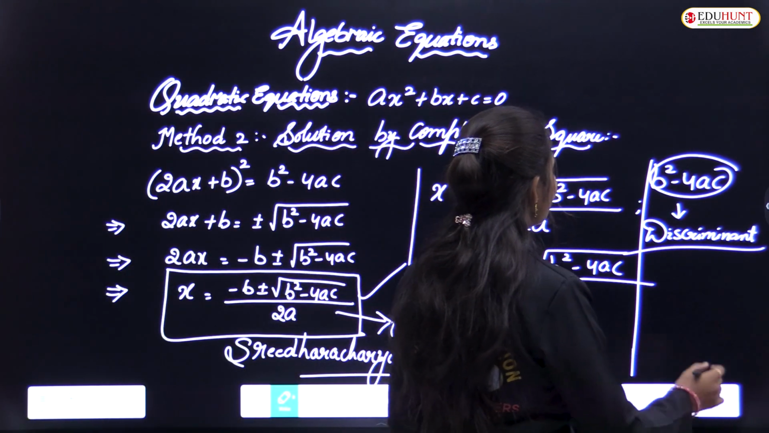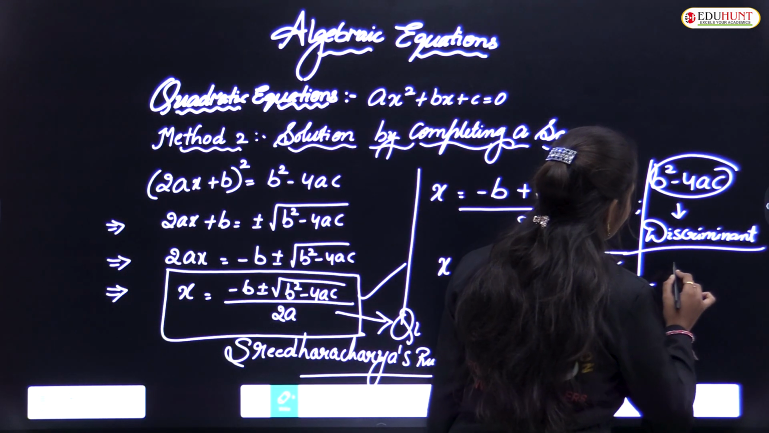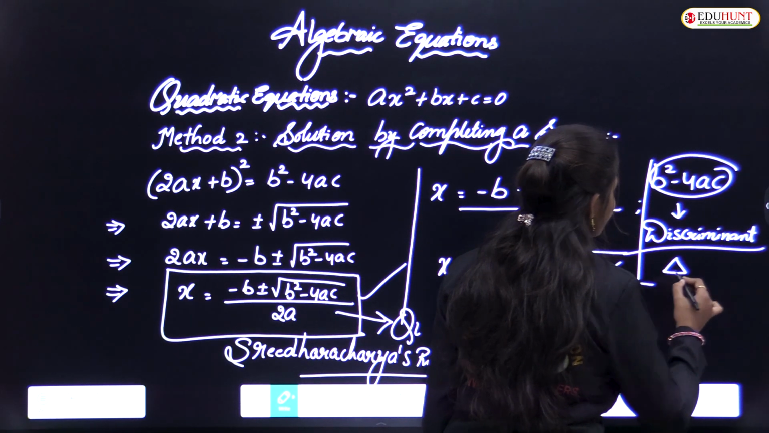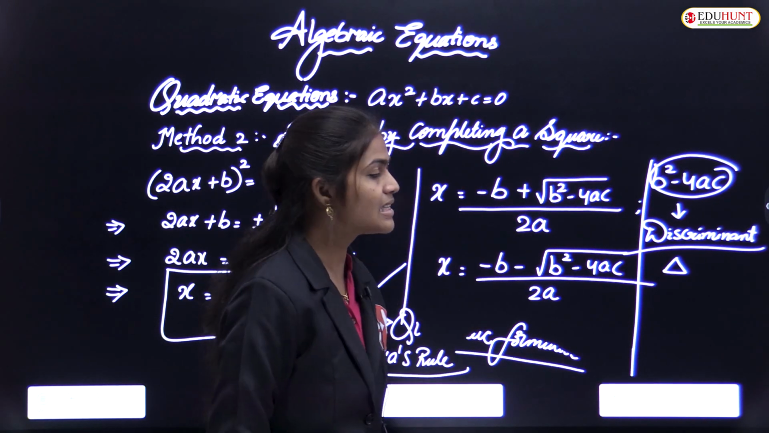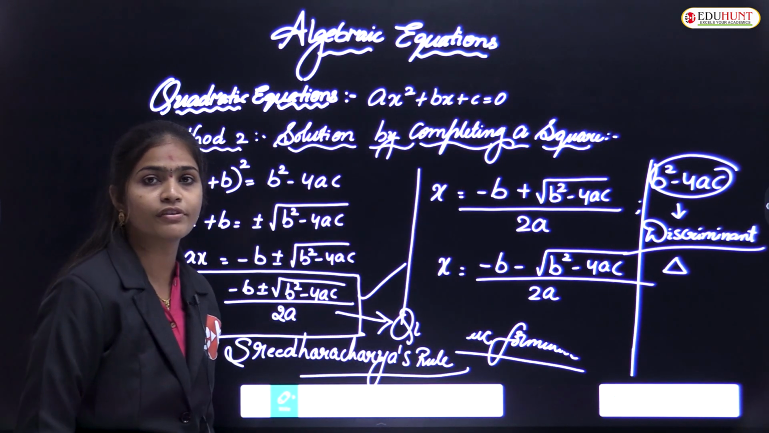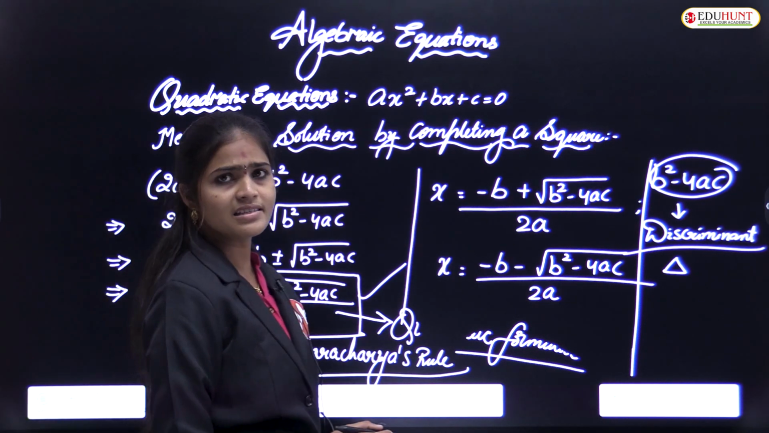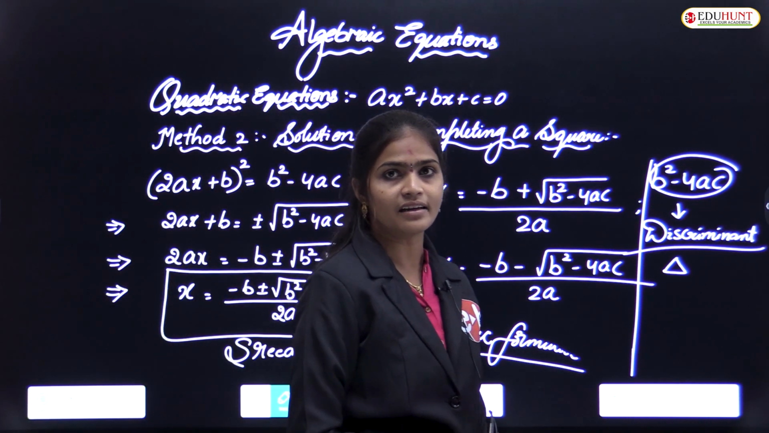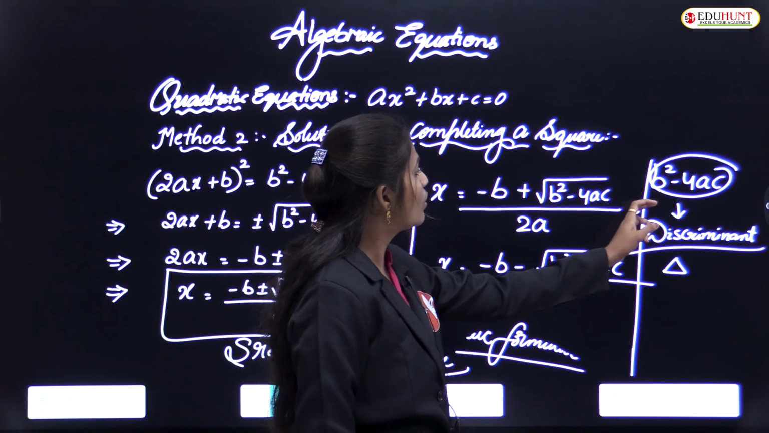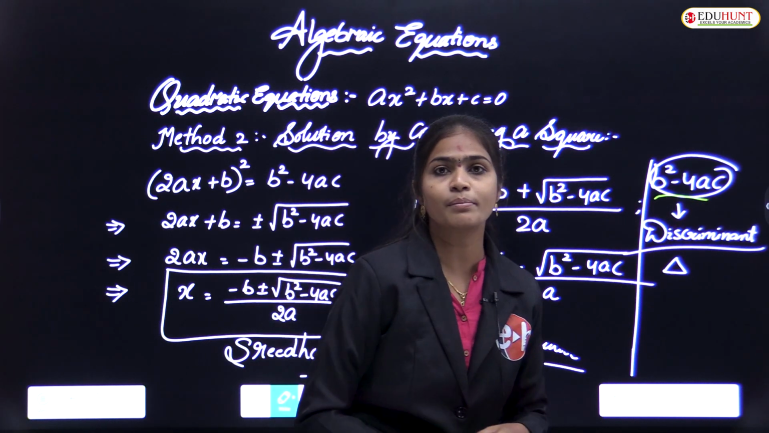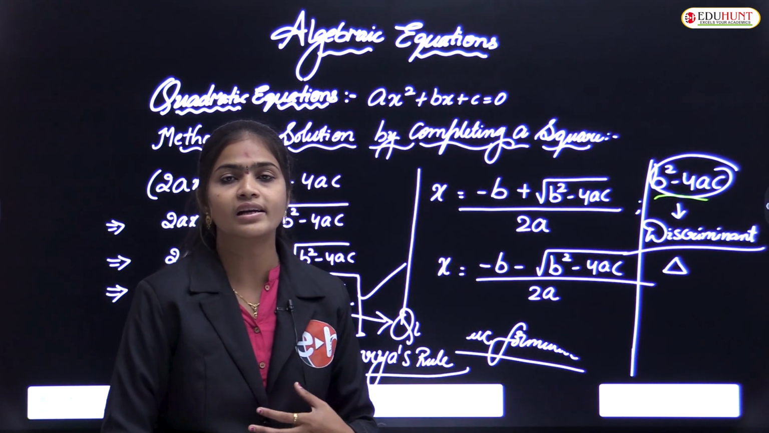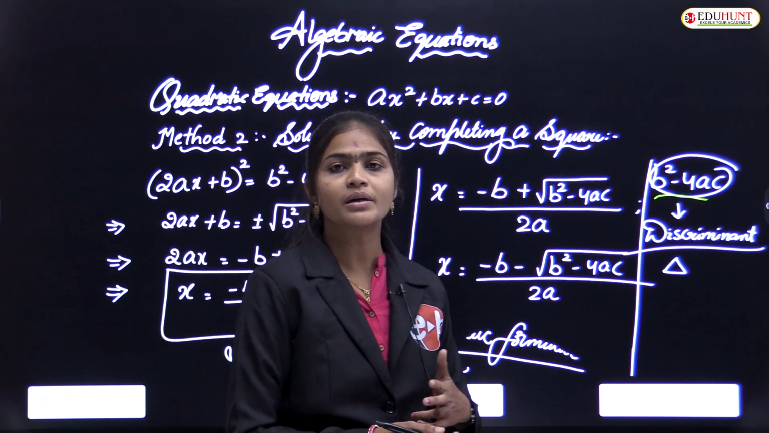Here the discriminant is denoted by the letter D or delta. That is the symbol for the discriminant, either a D or a delta. So what is called discriminant? Here b square minus 4ac is called discriminant. Here we have some conditions.